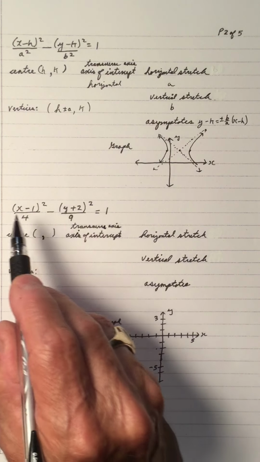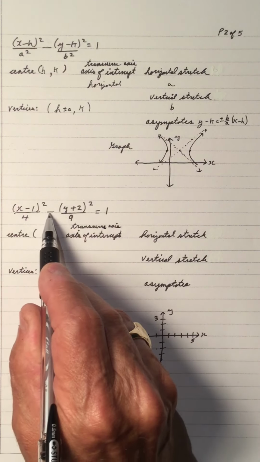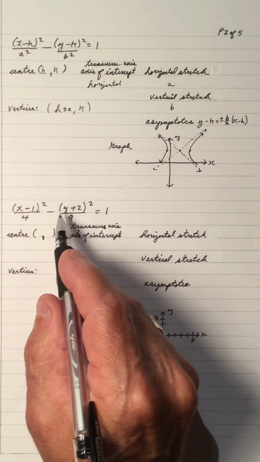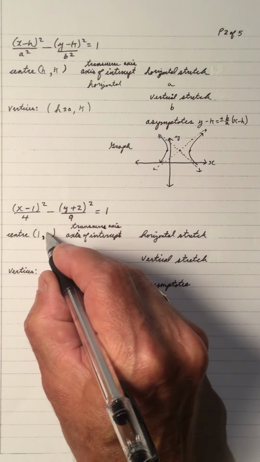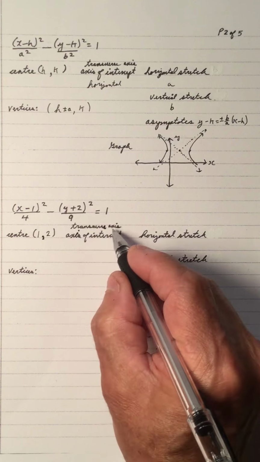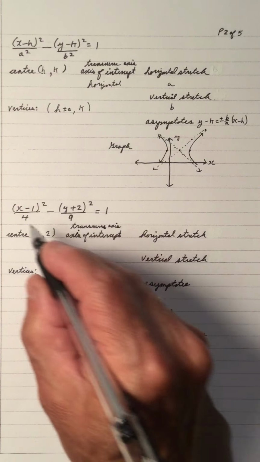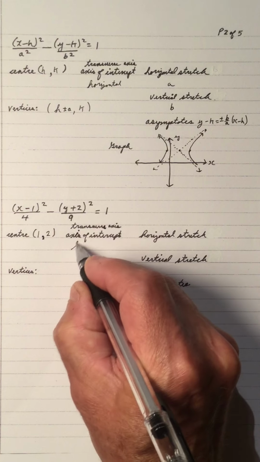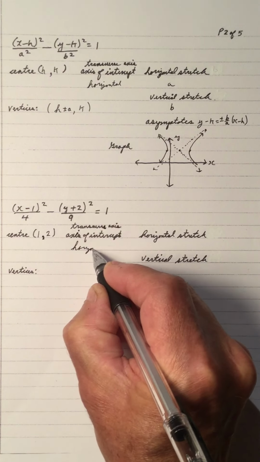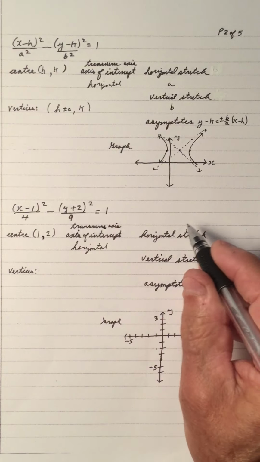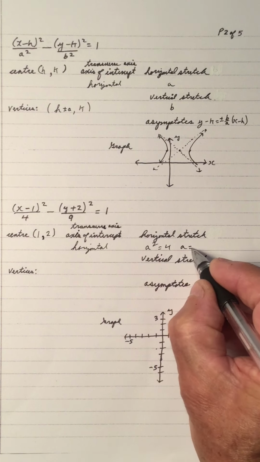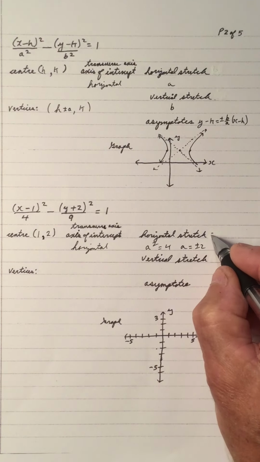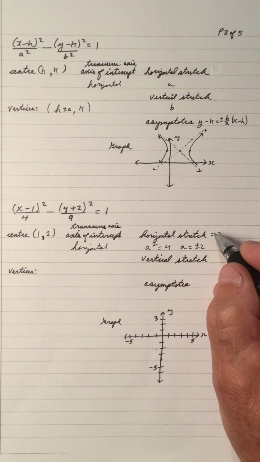So let's do an example based on that. Here we have this equation. Notice the x is positive and the negative is with the y. So the center is, the opposite of negative 1 is 1. The opposite of plus 2 is 2. The transverse axis, or the axis of intercept, is the horizontal, because it goes sideways. And the horizontal stretch, a squared is 4, so a is plus or minus 2. So the horizontal stretch is 2. When I say 2, it's understood to be 2 to the left and 2 to the right.